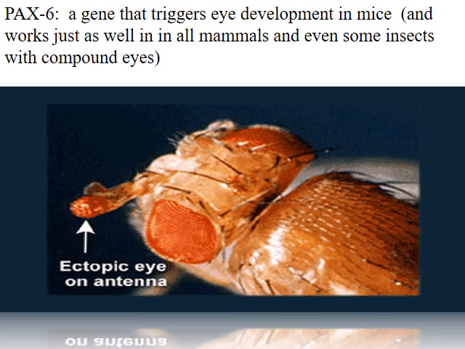Now, here's where scientists got a little weird. They took the PAX6 gene from a mouse, again, the mouse species, and they put it in the insect, but this time they inserted it in the wrong position. They put it in the wrong part of the body on purpose, onto what would be called its antenna, and they actually got an insect eye to grow on the antenna.